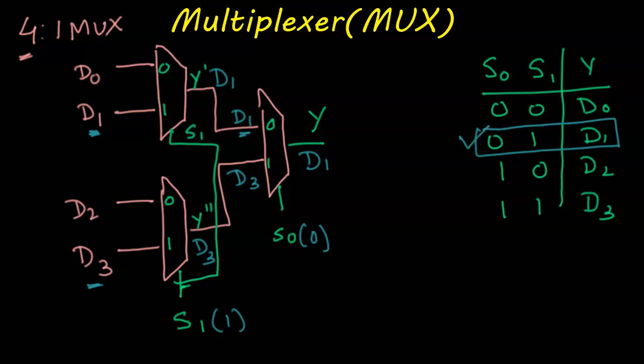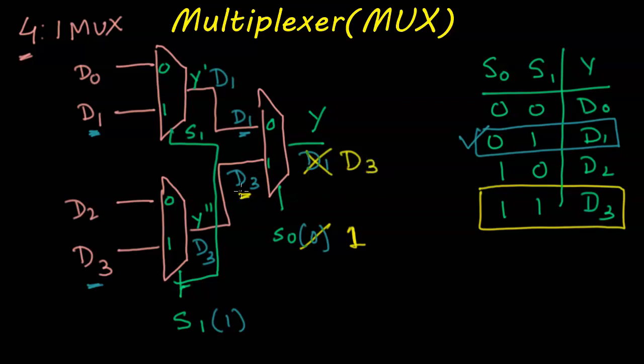Let's check the working with another combination. Let's check 1 1. So if it's 1 1, that means my select line is again 1. So it's going to give D1 and D3 at the outputs, and D1 and D3 are going to act as inputs to the third MUX. Now my select line is 1. When my select line is 1, D3 is going to get projected at the output, and we're going to have D3 because the select line is 1. And there we have it.